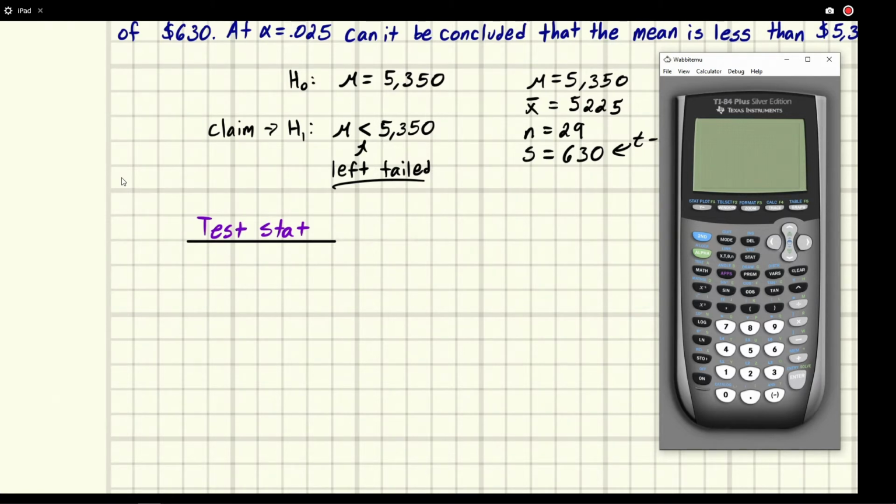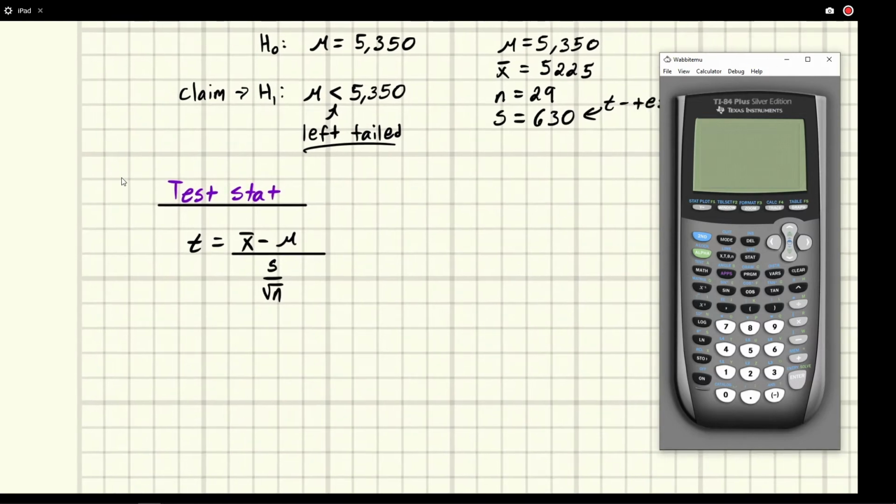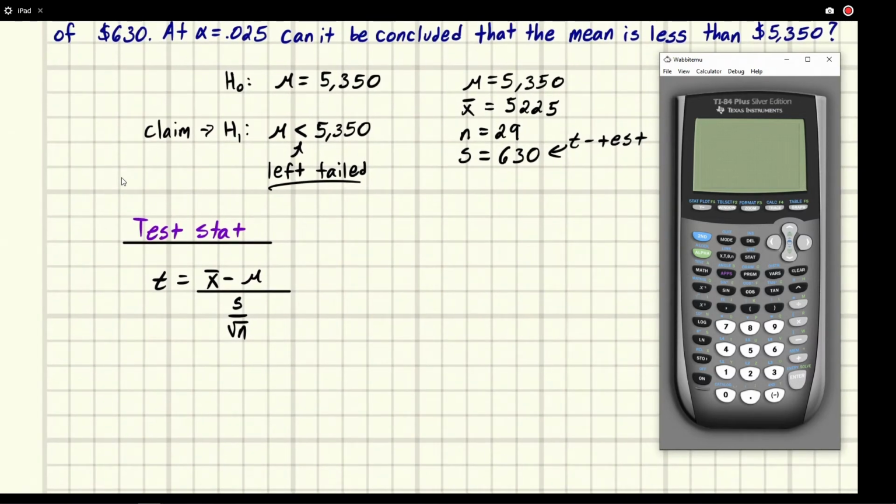So our test stat, t, is x bar minus the mean, over the standard deviation divided by the square root of n. It looks just like the z, except we have an s instead of a sigma now. So let's plug all these numbers in. We got them all out. 5,225 minus 5,350.